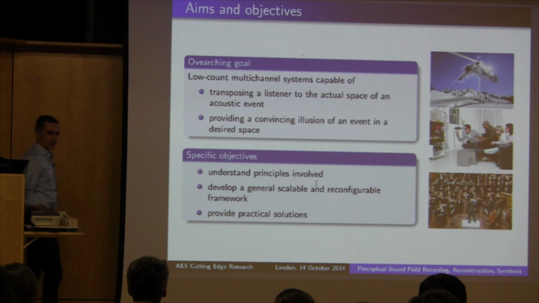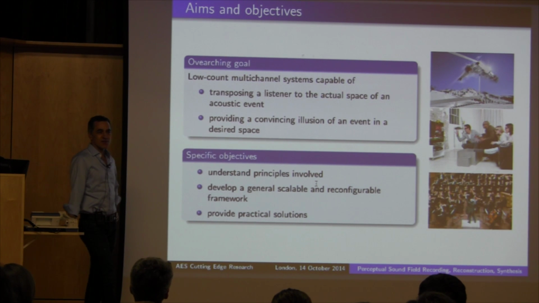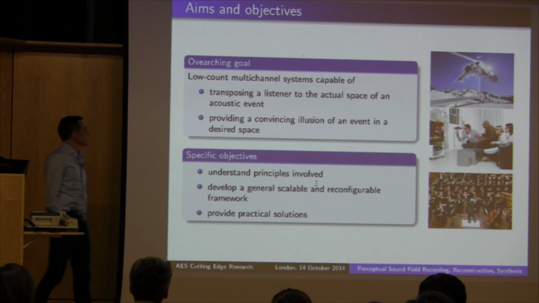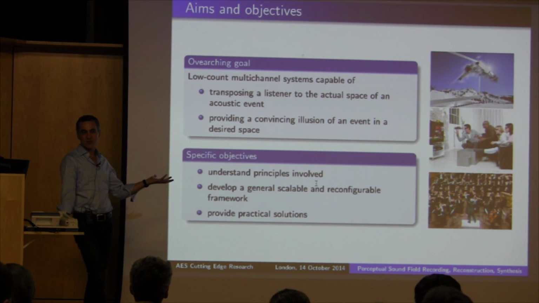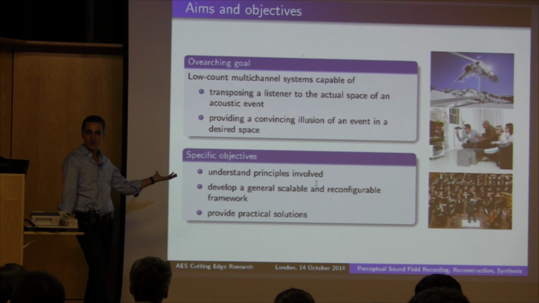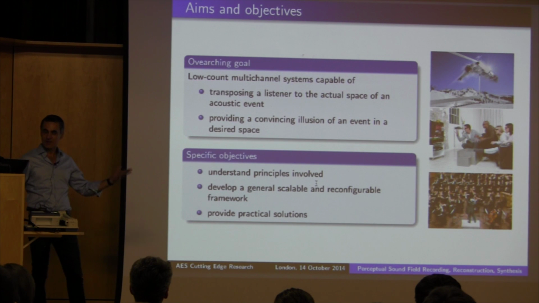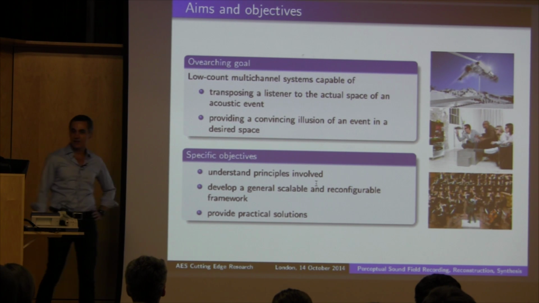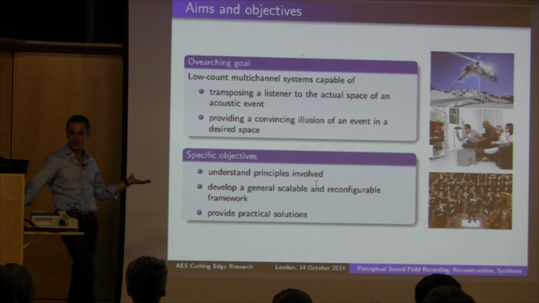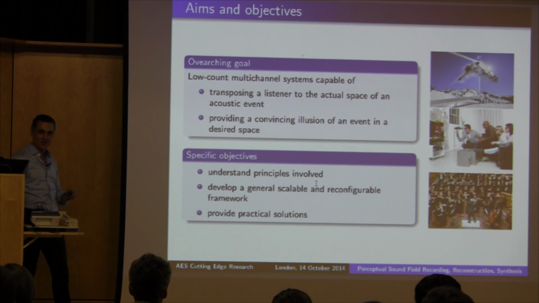So what are the aims and objectives of our technology? Basically, it's the holy grail of surround sound systems, that is, to be able to record a musical performance in the original venue and then reproduce it in such a way that the listener feels transposed, or feels that he is really present where the music recording was made. And also to provide a convincing illusion of an event in a desired virtual space, for all kinds of virtual reality applications, including video games, etc. So that is nothing really new.